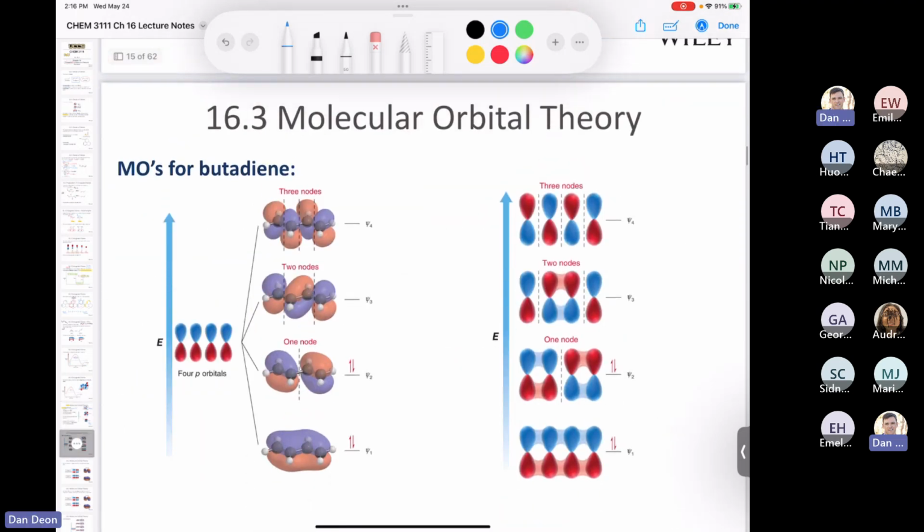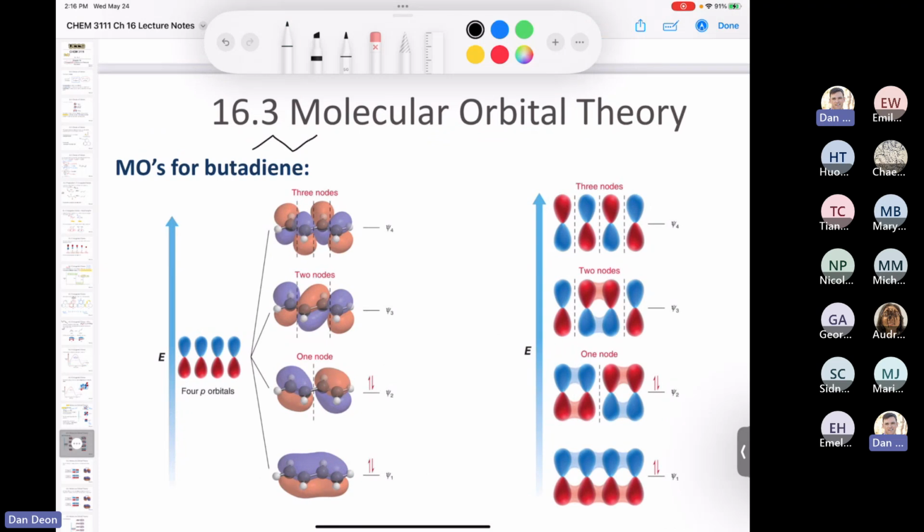But if we look at a more complicated molecule, like 1,3-butadiene, so here's 1,3-butadiene. We have 4 p orbitals that overlap to form the conjugated system. So this is 4 atomic orbitals. And what did we say? We said the number of atomic orbitals is equal to the number of molecular orbitals. So how many molecular orbitals do we get? We get 1, 2, 3, 4.